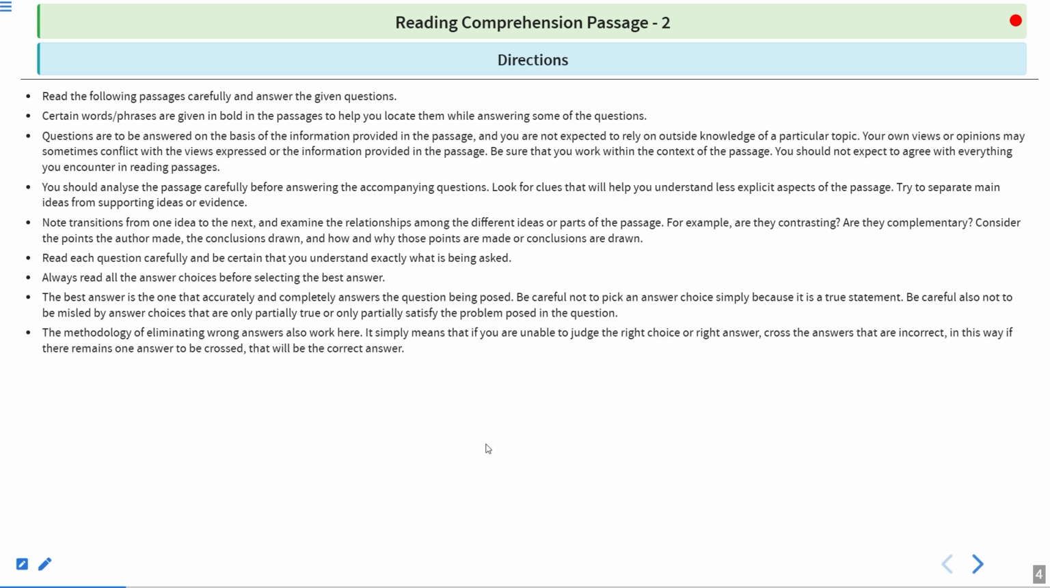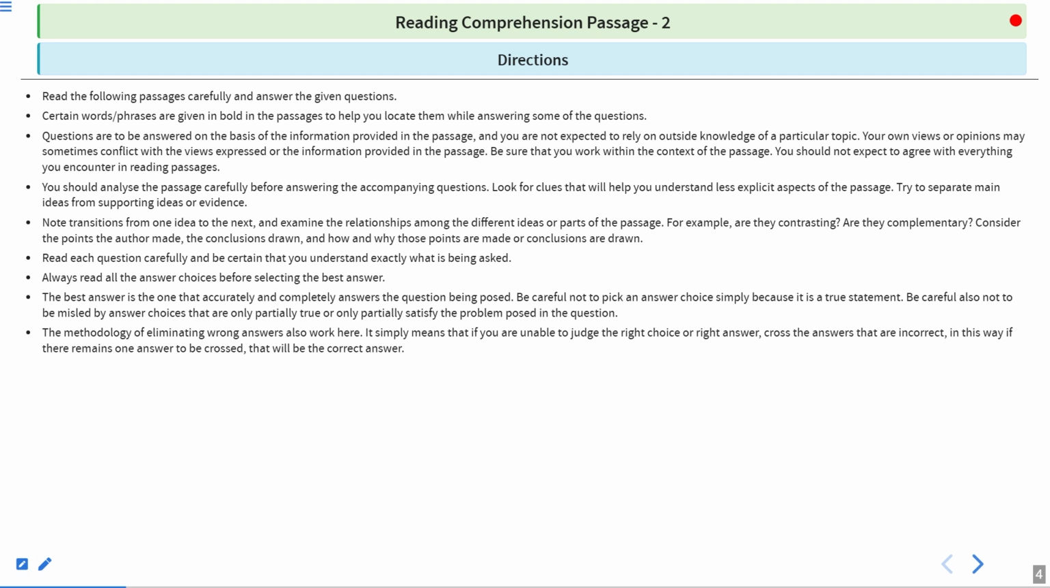Let's see the directions. Read the following passages carefully and answer the given questions. Certain words or phrases are given in bold in the passages to help you locate them while answering some of the questions. Questions are to be answered on the basis of the information provided in the passage, and you are not expected to rely on outside knowledge of a particular topic. Your own views or opinions may sometimes conflict with the views expressed or the information provided in the passage. Be sure that you work within the context of the passage.